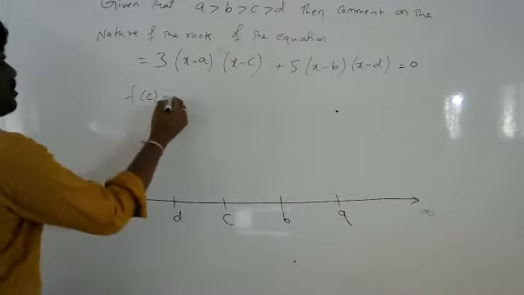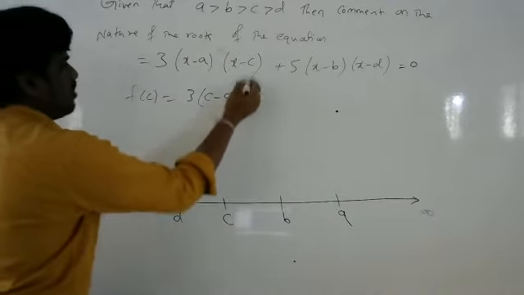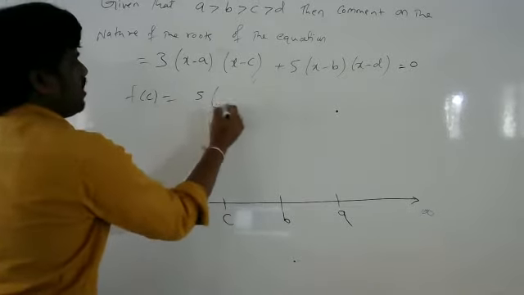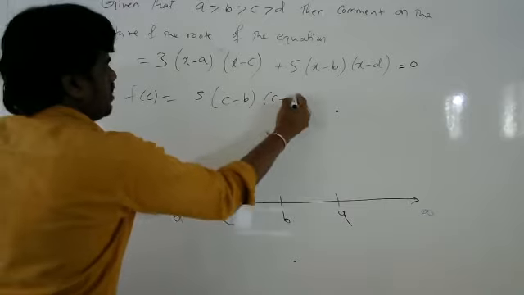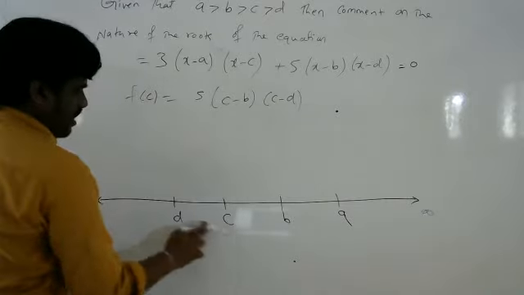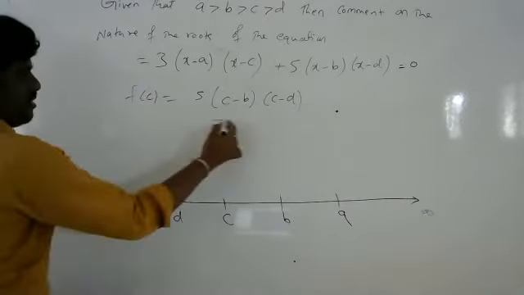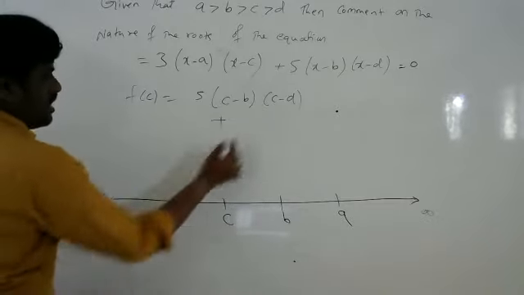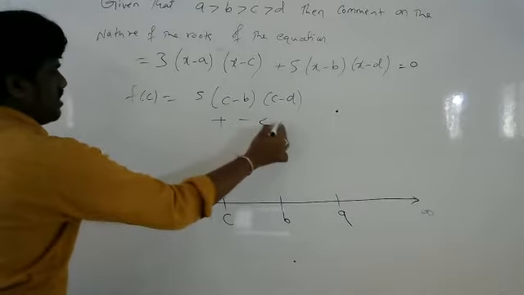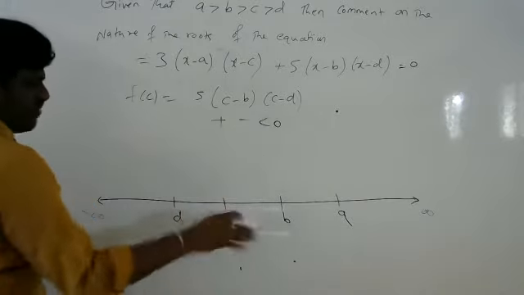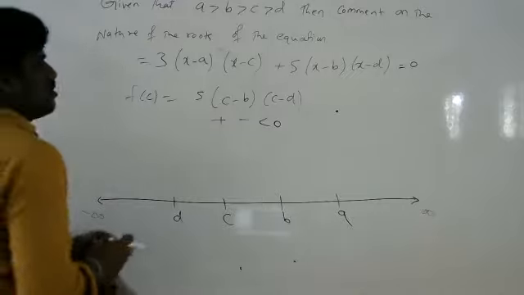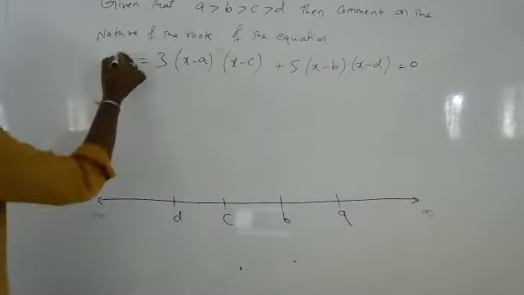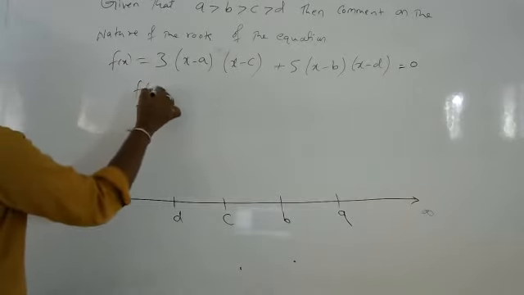Now here f of c also. Same thing, you substitute f of c, f of d also. F of c, if I substitute, I get 3 into c minus a into c minus c, which is 0. So I am going to get 0, and there I am getting 5 into c minus d. C minus b is positive, c minus d is negative. So plus into minus, I am going to get negative. So f of c is negative. Then I will go for f of d here, last and final. This is f of x.